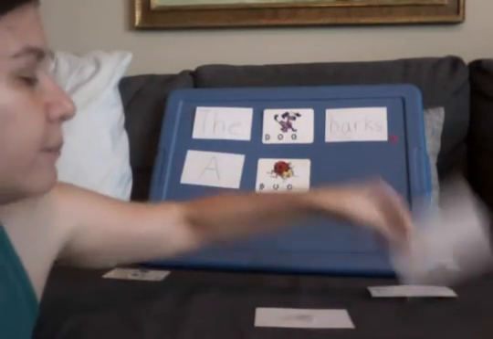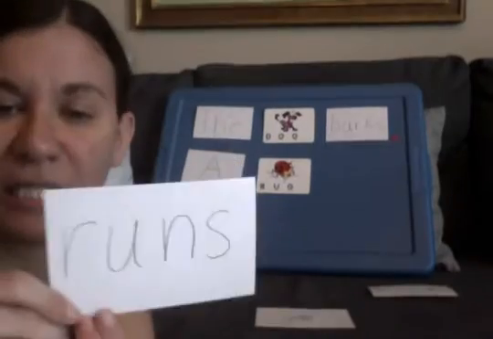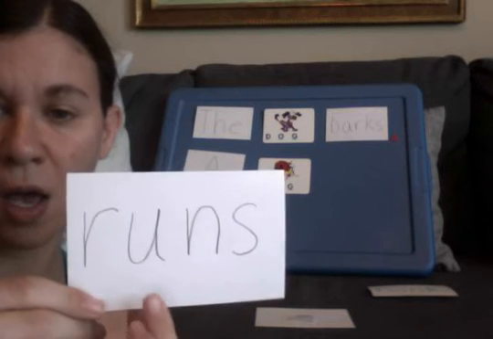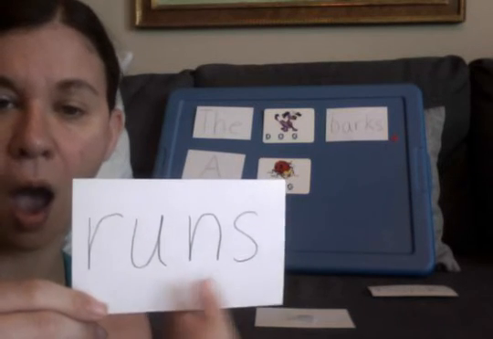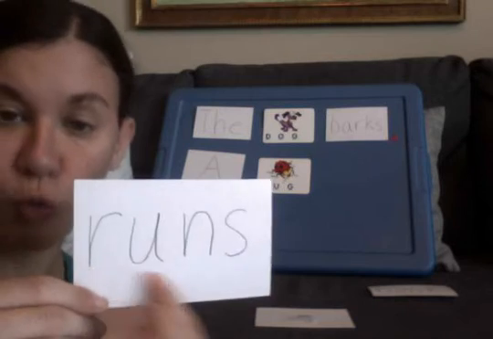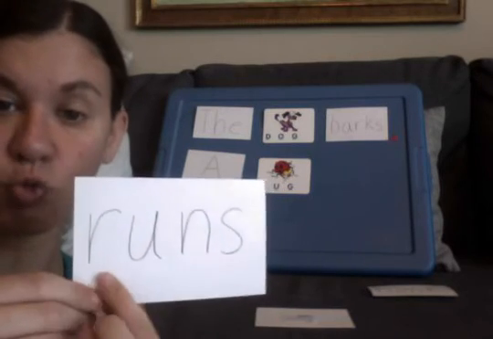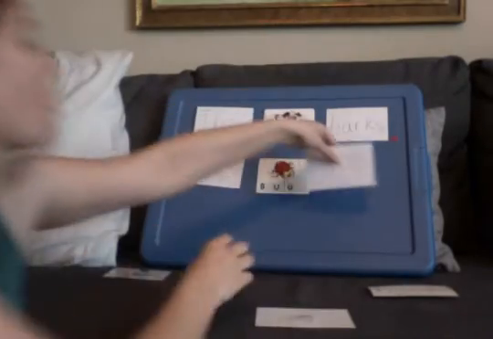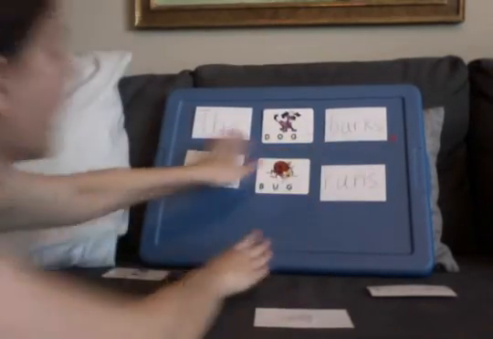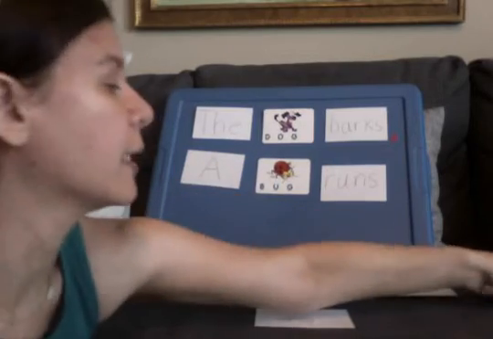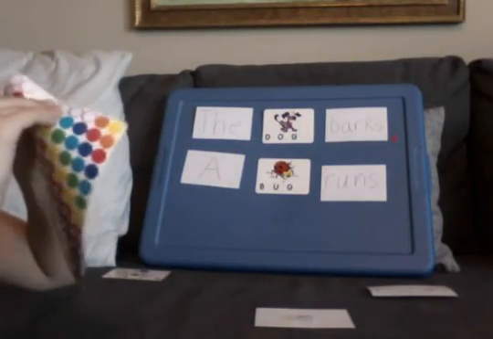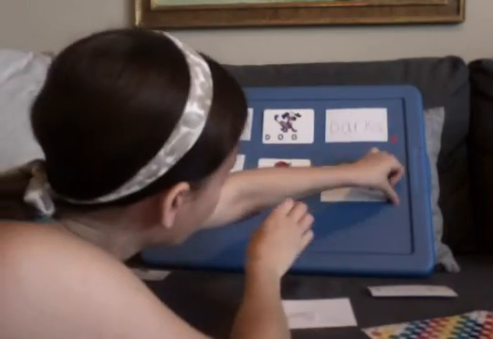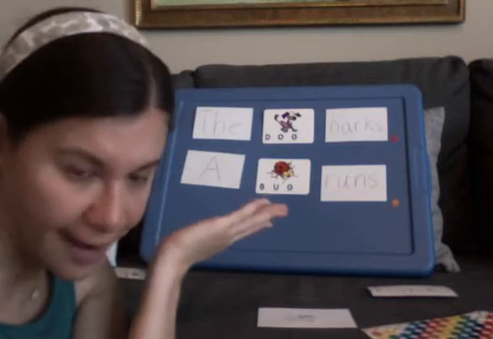Let's try the next one. How about this? Let's try this one. Run. And then I add my S. Runs. Can a bug run? Yes. So I'm going to add that. So I have a bug runs. And then I need my period at the end of my sentence because I'm done. Otherwise, we don't know if it's the end or not.